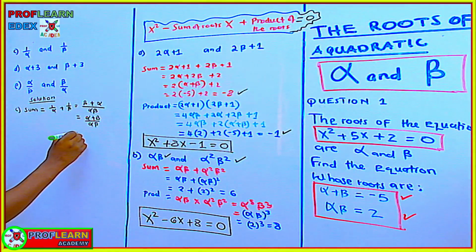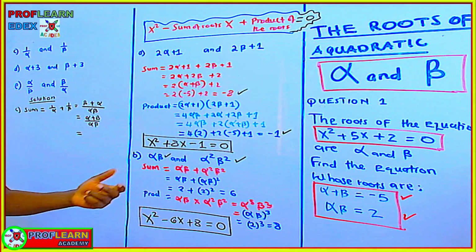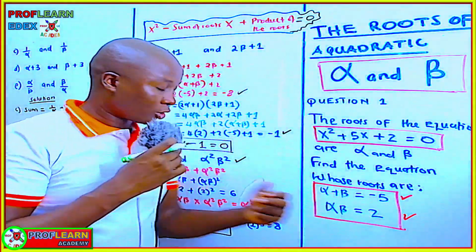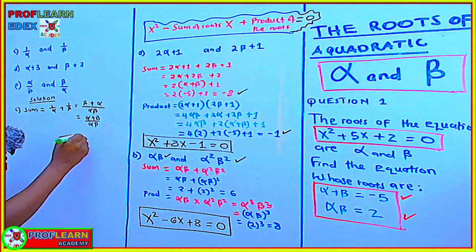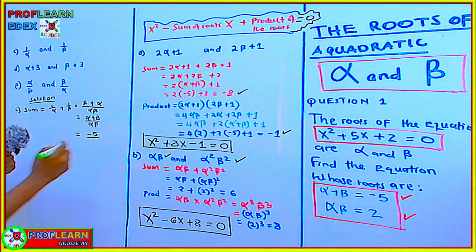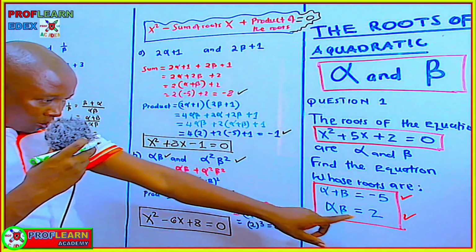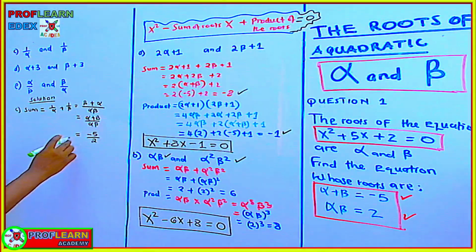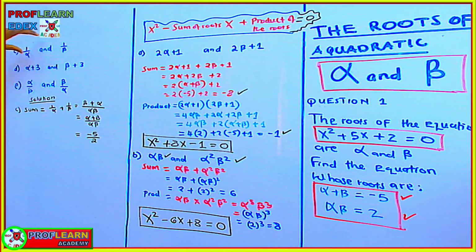Now, we need to know the exact value of that, because from the original equation, alpha plus beta was -5. So this is going to be -5 over alpha beta, which from the original equation was 2. So the sum of the roots is -5 over 2. Now, we also need to find the product.